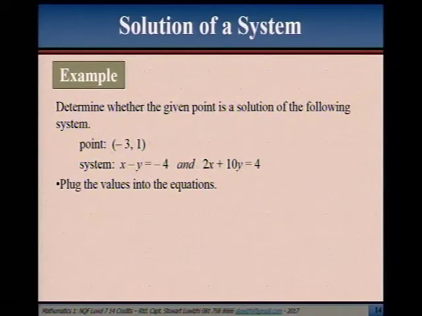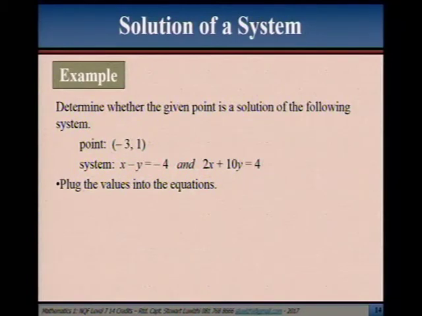For example, minus 3 and 1. The minus 3 stands for the x, and the 1 stands for the y. We're talking of the x and y axes in this problem. So, we can simply say, for example, that minus 3 and 1 is a point. But the system is made up of the equations now.